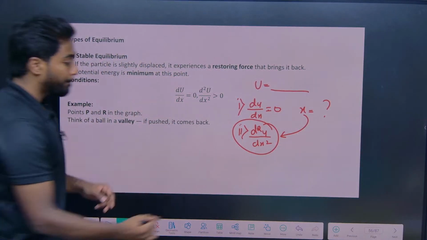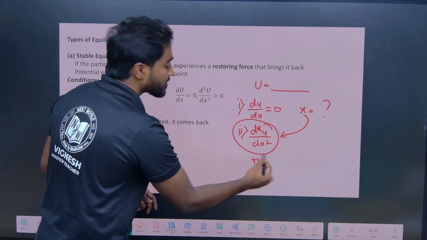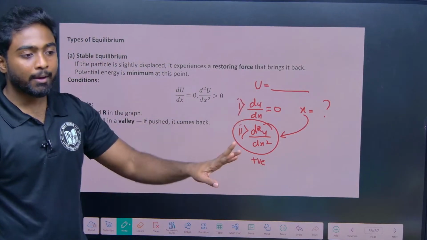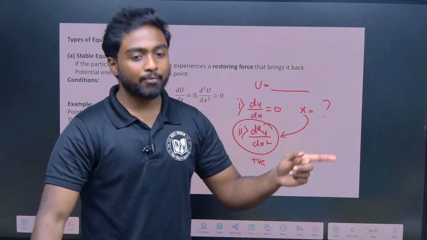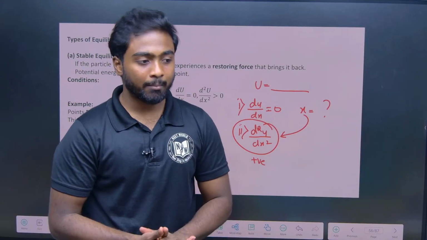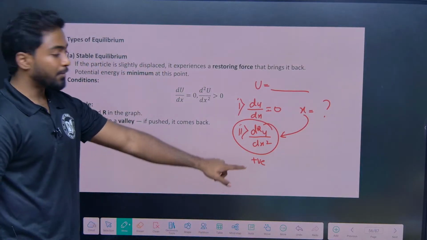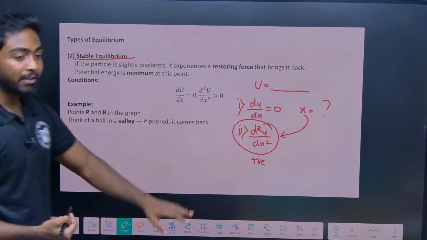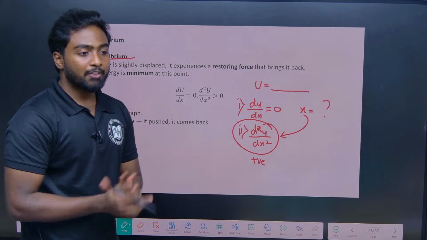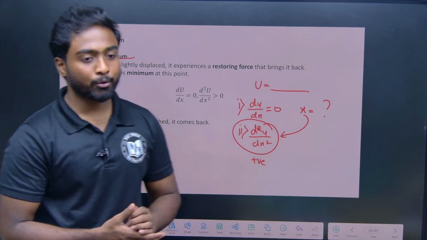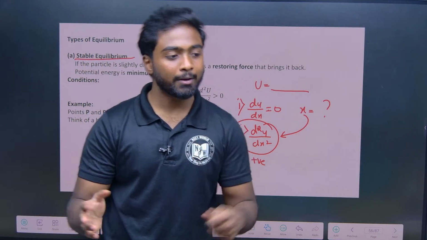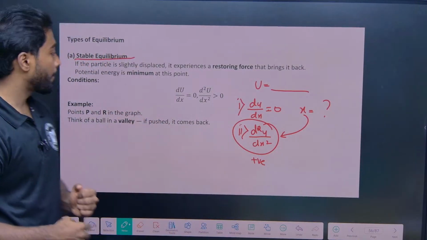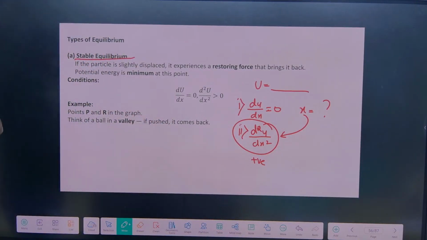If I get positive, it is stable. In maxima or minima, if I get negative it is maxima, and if I get positive it is minima. But quite the opposite here: if I get positive, it is stable equilibrium. If I get negative, it is unstable equilibrium. If I get 0, it is neutral; it is not stable, not unstable, it is neutral. You can take a note of this.